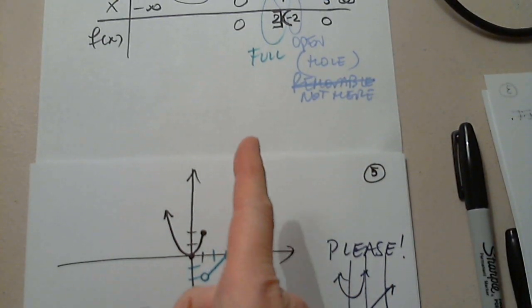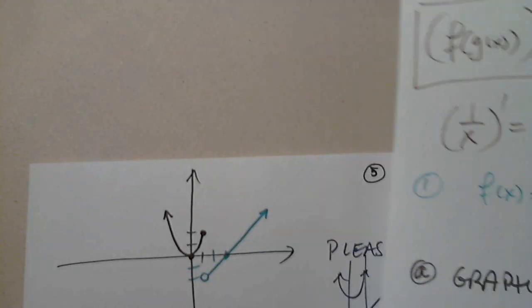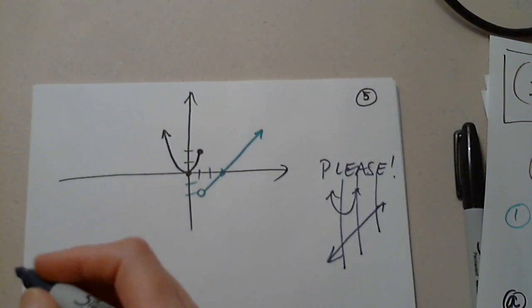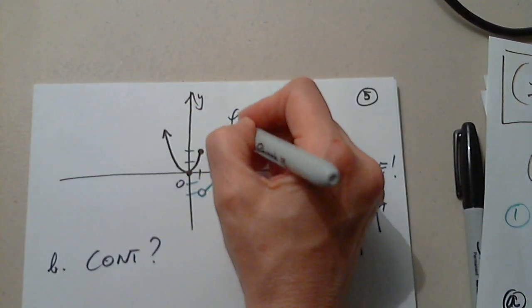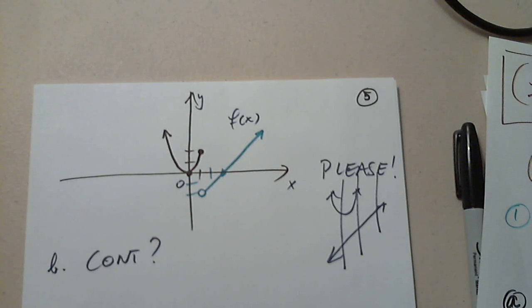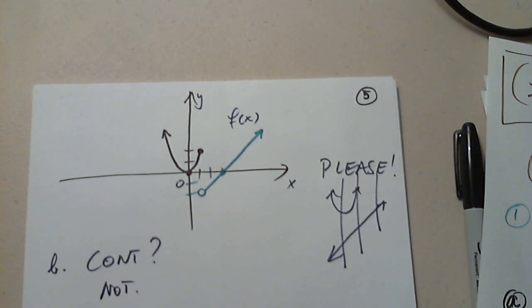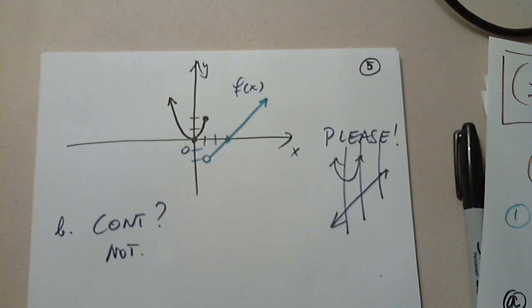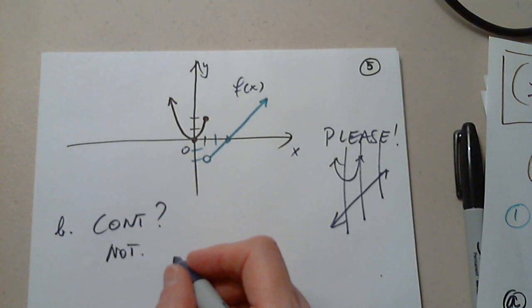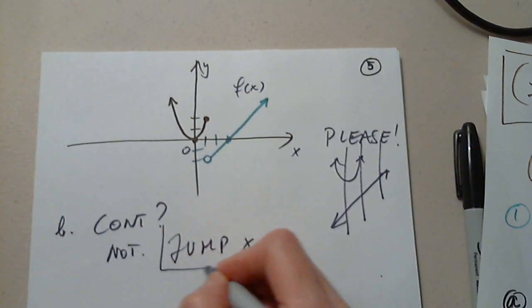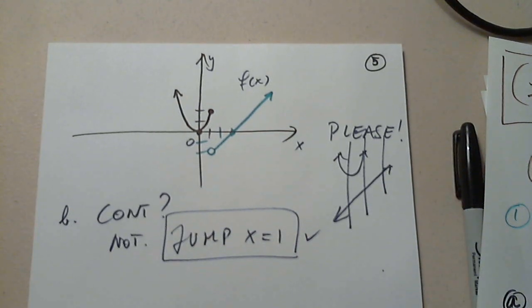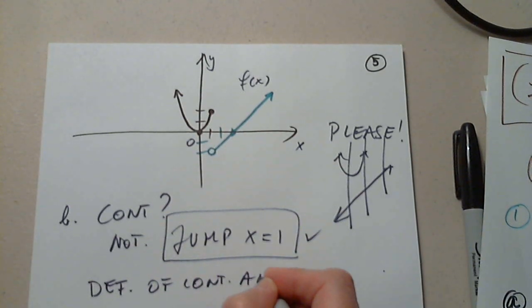Okay, the next question for this function: is this function continuous? So part B, continuous? What will you say? No, not continuous. What type of discontinuity and where? A jump at x equals 1. Perfect, excellent, great.